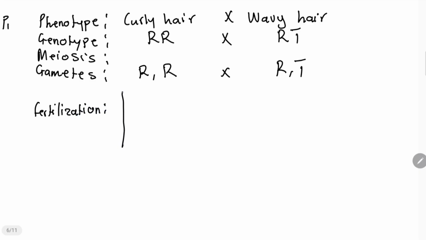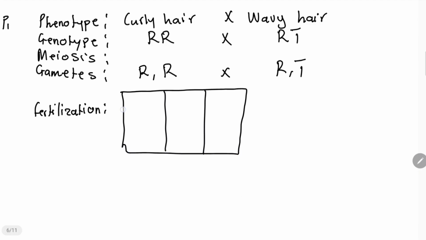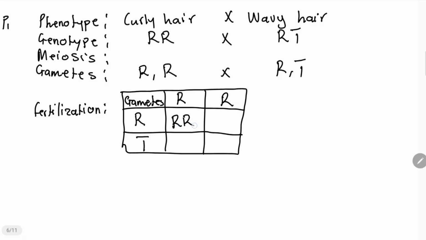Let's draw our Punnett square. So it is going to be 3 boxes sideways, 3 boxes downwards. So 1, 2, 3, 1, 2, 3. Top left, we write gametes. And then in front of gametes, we include the gametes for the parent with curly hair. So it is going to be capital letter R, capital letter R. And below gametes, we write the gametes of the parent with wavy hair. So it is going to be capital letter R, capital letter T. So in this box, it is going to be capital letter R, capital letter R. In this one, capital letter R, capital letter R. In this one, capital letter R, capital letter T. In this one, capital letter R, capital letter T.